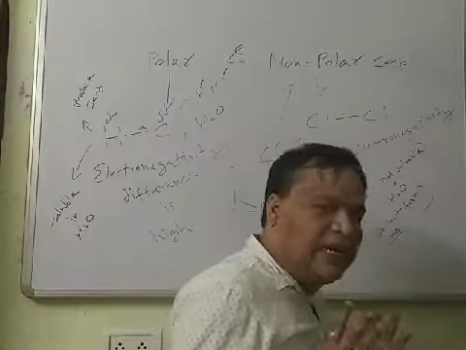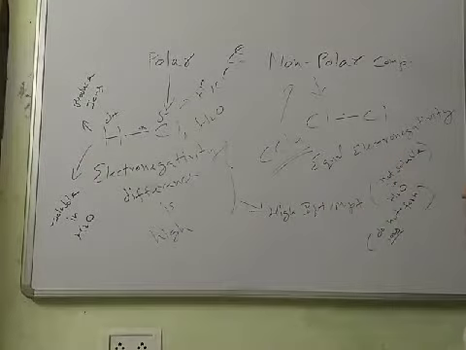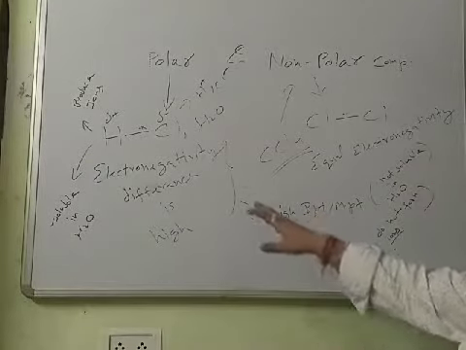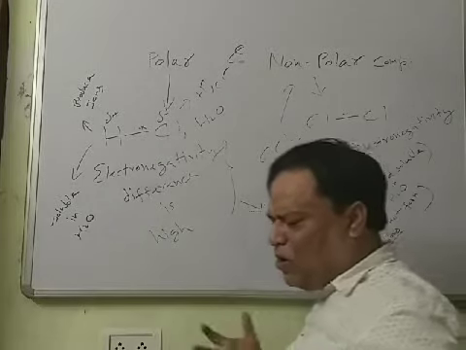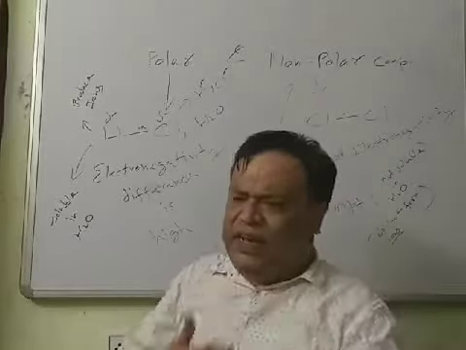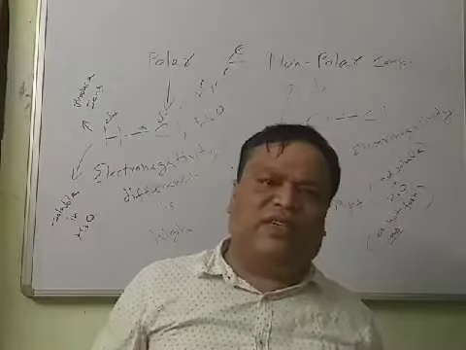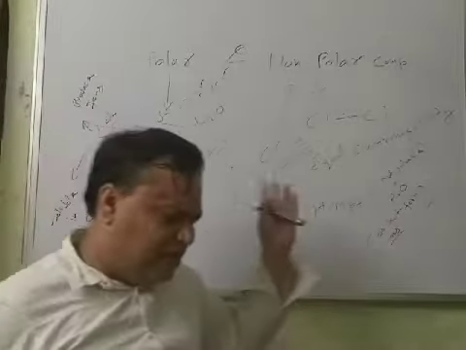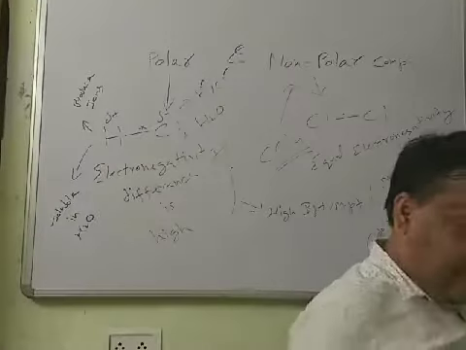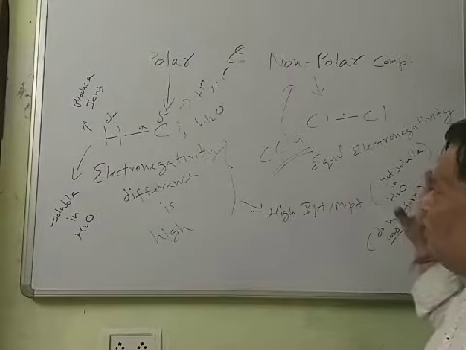Okay, so these are the basic things which you can see here. And obviously polar compounds have much higher boiling points, because they can attract each other with much greater intermolecular strength. That's why they have a high boiling point as compared to non-polar covalent compounds.